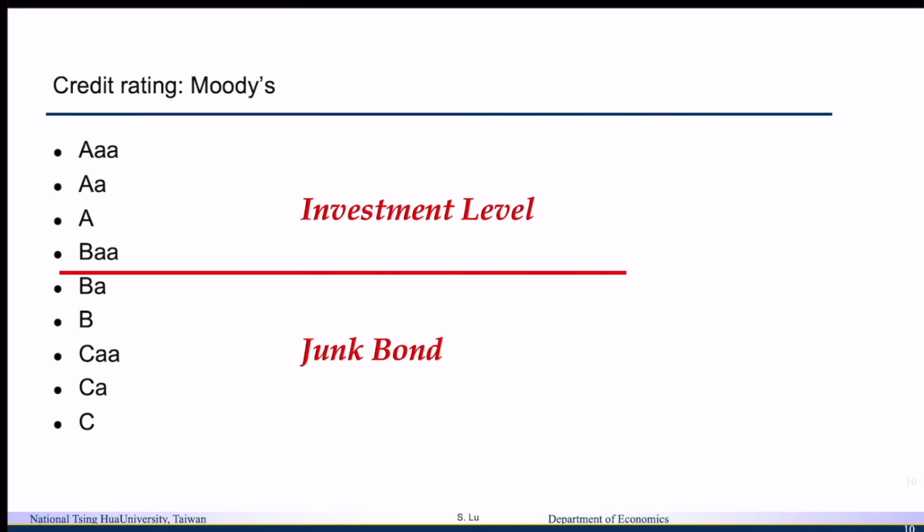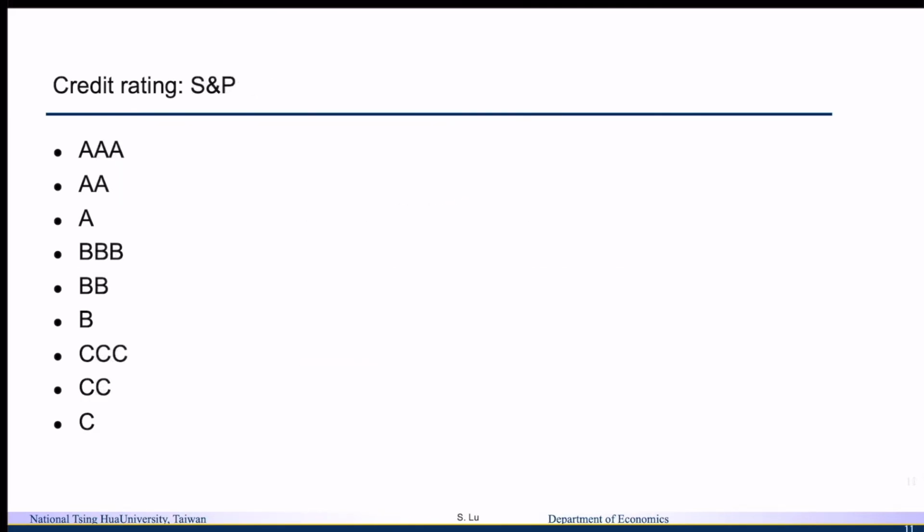Of course, there is more than one credit ranking institute, and another famous one is called S&P. They classify bonds by AAA, AA, single A, triple B, double B, single B, and triple C, double C, and single C. Under their ranking, again, the AAA bond has the lowest default risk, and the single C bond has the highest default risk.